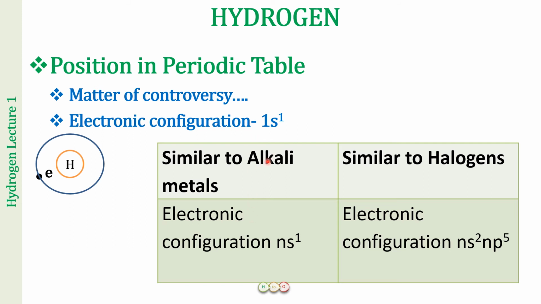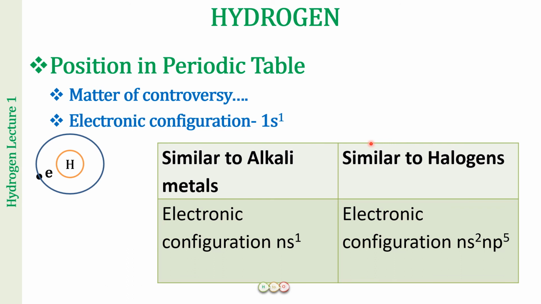It also has a configuration similar to that of halogens. How? Halogens have the electronic configuration ns2np5. So how is this similar? Well, it is similar in one respect: halogens need one electron more to reach the nearest noble gas configuration. Similar to the halogens, hydrogen also needs just one electron to attain the nearest noble gas configuration of helium.